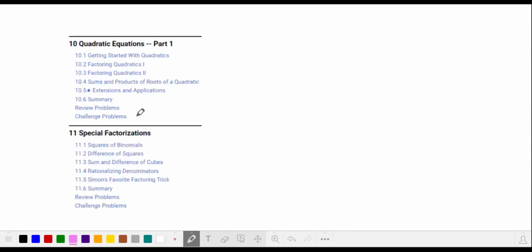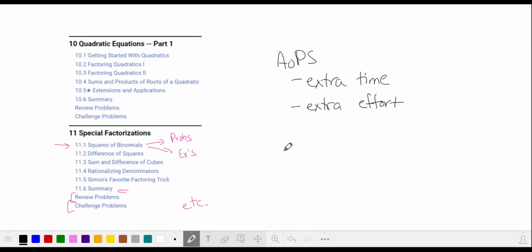And that's it for Chapter 10. After that, we go on to Chapter 11, Section 11.1, with the introductory problems, and then the exercises as homework, repeating for each of these sections, taking a look at the summary and reviewing the important information, and then spending a couple of days on the review problems and a couple of days on the challenge problems, and keep repeating until you've completed the textbook. AoPS requires extra time and extra effort, but the academic preparation is unsurpassed. Good luck using AoPS at home.